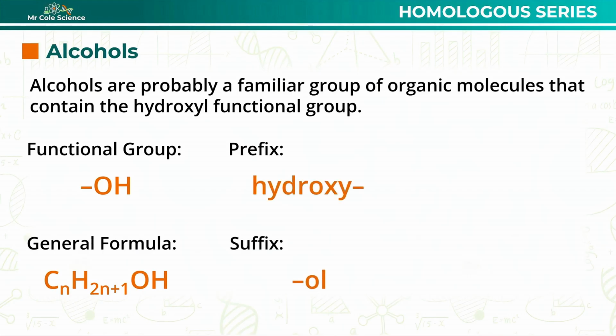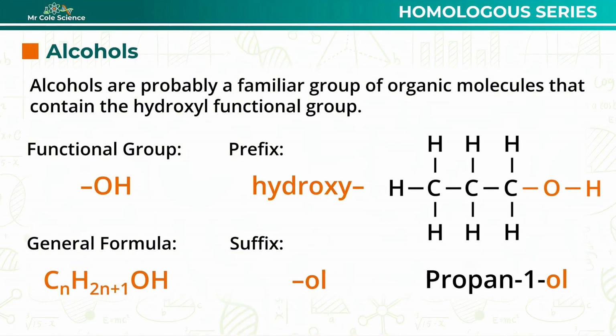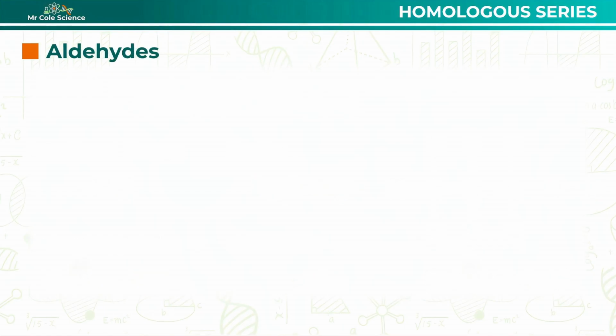Unlike the homologous series we've looked at so far, alcohols are named using either a prefix or a suffix. Sometimes alcohols are named using the suffix -ol, but they can also be identified by the prefix hydroxy. When each of these is used is dependent upon what, if any, other functional groups are present, and this will be covered in more detail in the video on naming organic compounds. Here I've got the example propan-1-ol. We can see the hydroxyl group present at the end of the carbon chain, and as it's the only functional group present apart from alkane carbon-carbon single bonds, we use the suffix -ol. Now let's take a look at a new series, aldehydes.